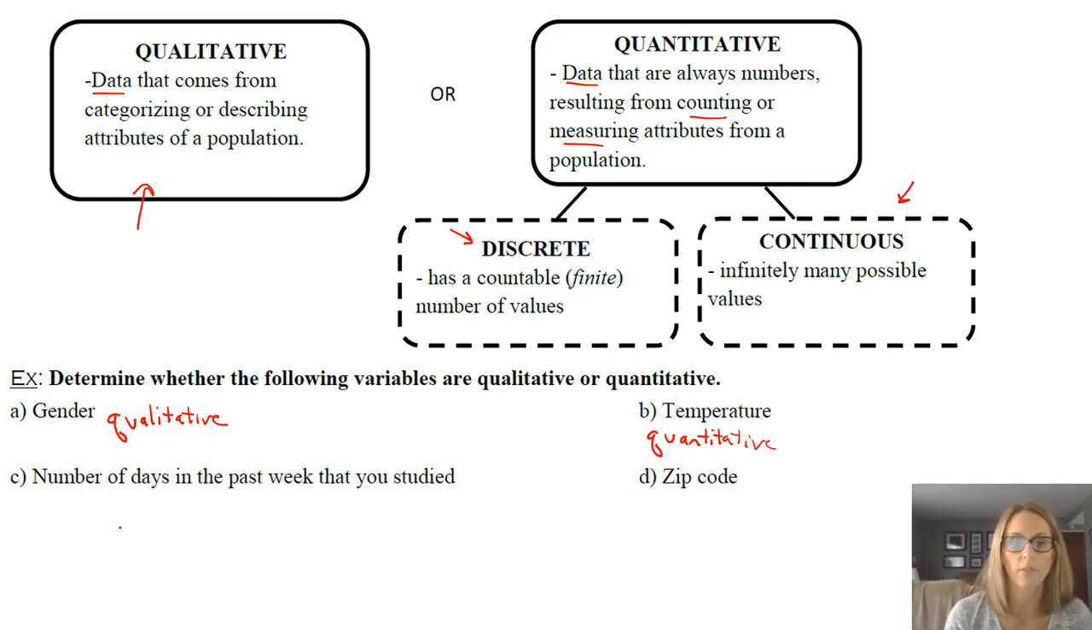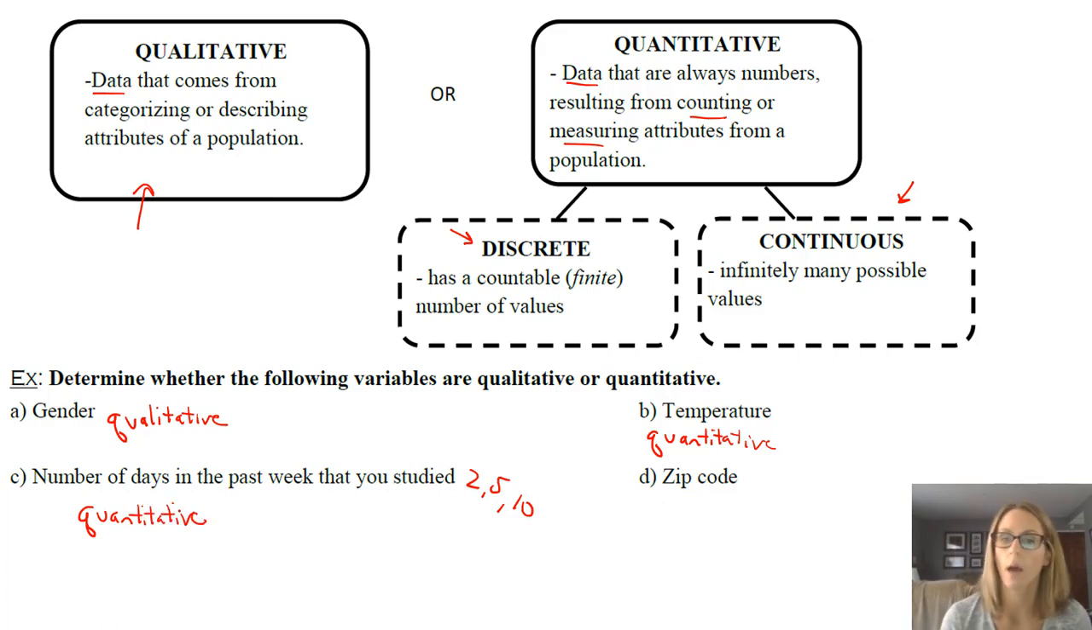For C, number of days in the past week that you studied, you might answer 2. I don't know, school just started, so I'm not sure. But you could also say 5, you could say 10, but you are answering a number here. So you've got quantitative.